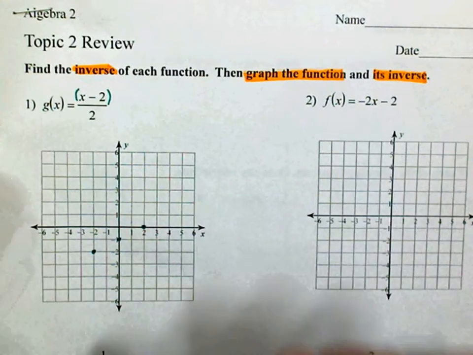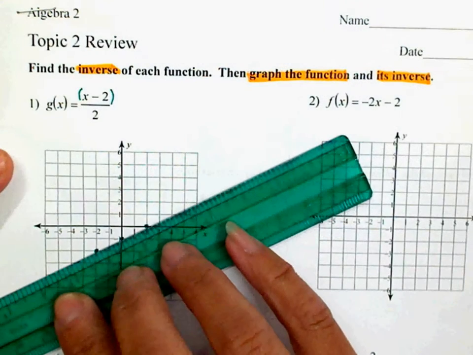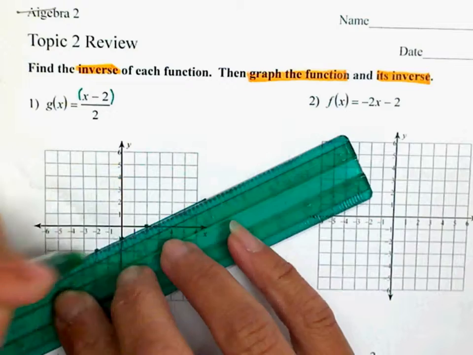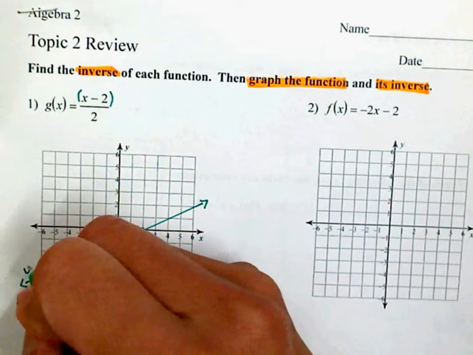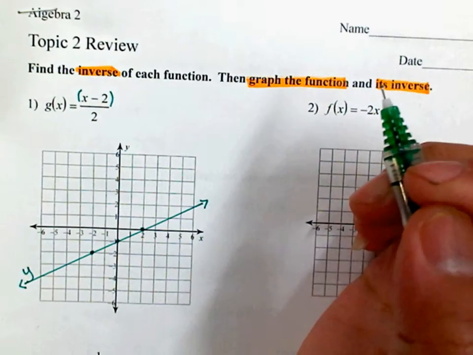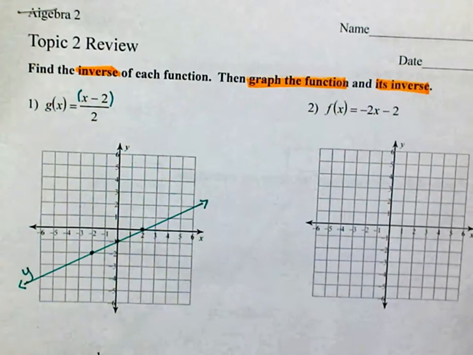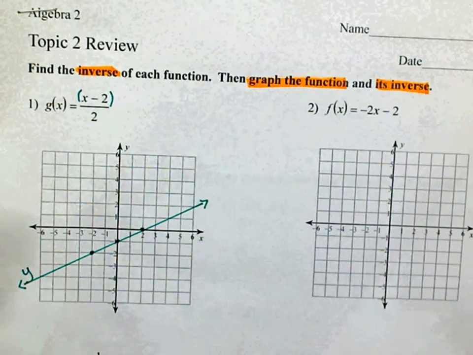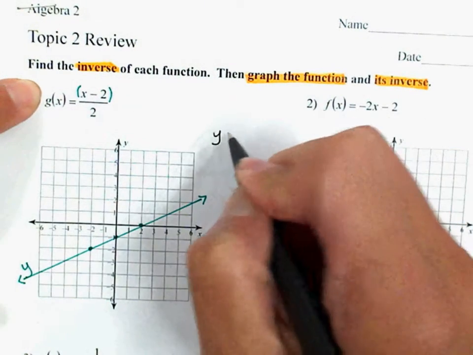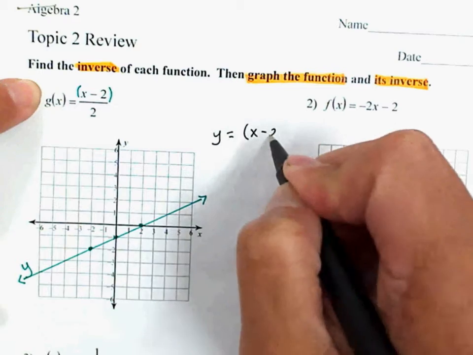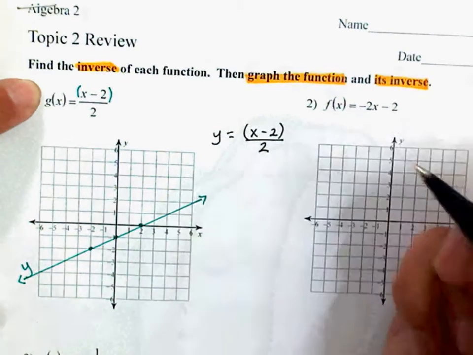So use your calculator to help you graph. Just like that. I'm going to label this one y. Okay? Or you can do g of x. Your choice. Alright, step number 2. Let's find our inverse. So I'm going to change that to a y equals parentheses x minus 2 parentheses 2.